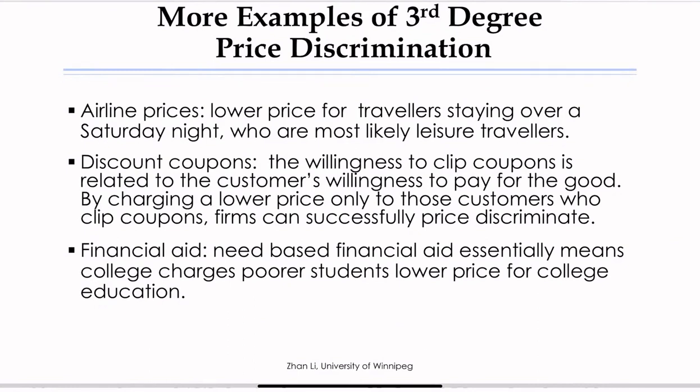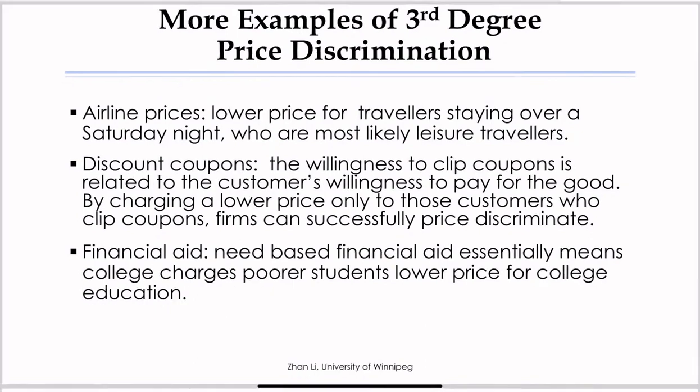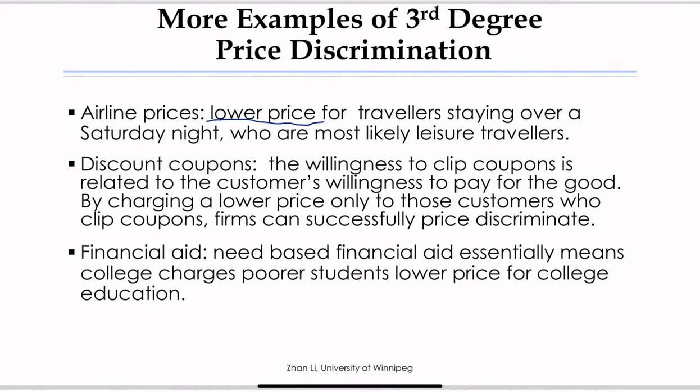So, airlines. There is a lower price for travelers staying over a Saturday night. So why is this third-degree price discrimination? Well, because if you stay over a Saturday night, then it's more likely you're a leisure traveler. Leisure travelers generally want to use cheap tickets, right? Because they cannot get reimbursement. So in this case, airlines will be happy to lower their price for leisure travelers.